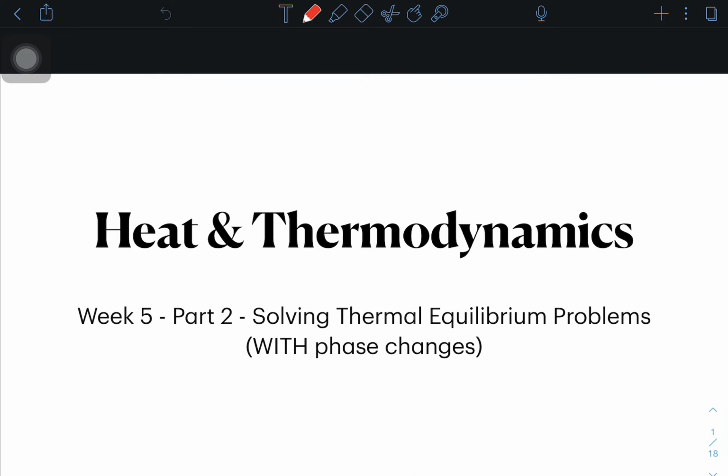So the idea of this video is we're going to solve for that final temperature when we have 2 or more objects that are reaching thermal equilibrium. But now we have phase changes this week, right? Because last time we didn't have phase changes, so now we're going to have phase changes.